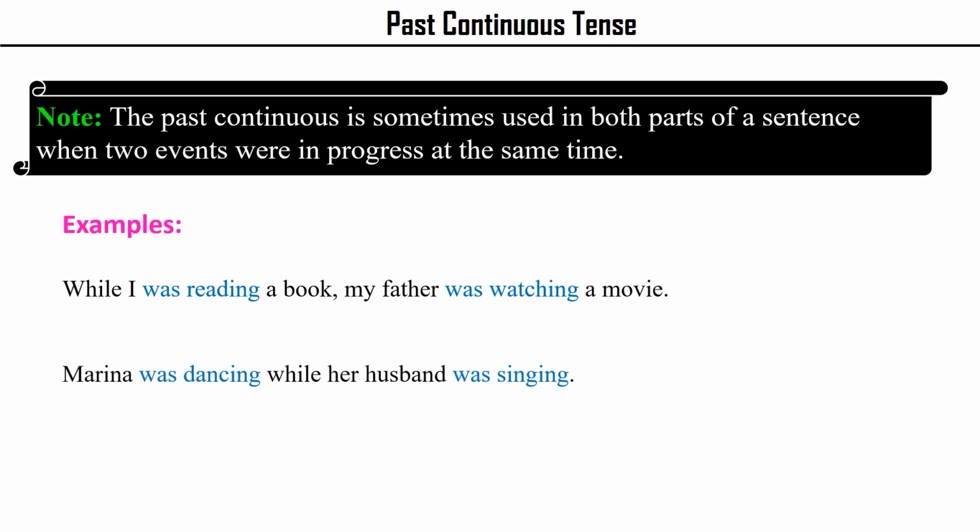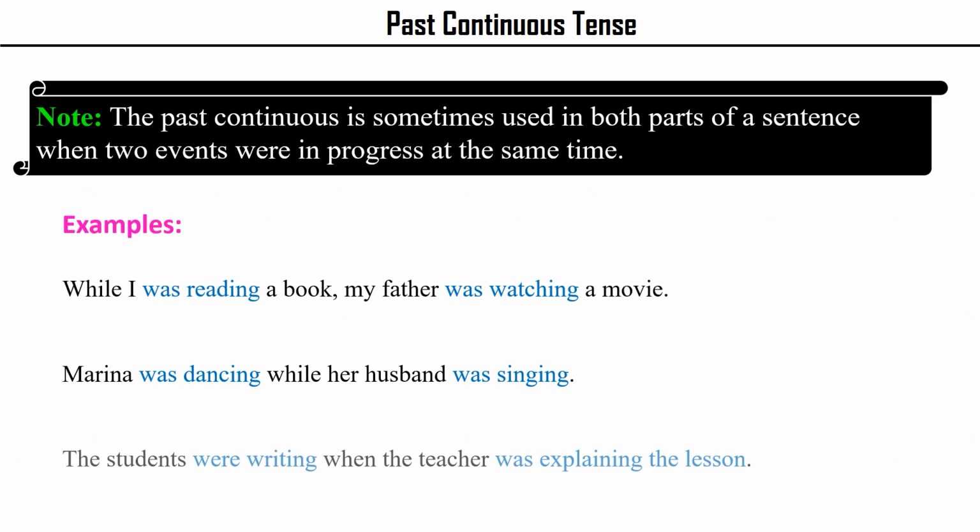Or Marina was dancing while her husband was singing. Singing and dancing were in progress at the same time. Or the students were writing when the teacher was explaining the lesson. The teacher was explaining the lesson and the students were writing. These two actions were in progress at the same time. Okay, let's move on.